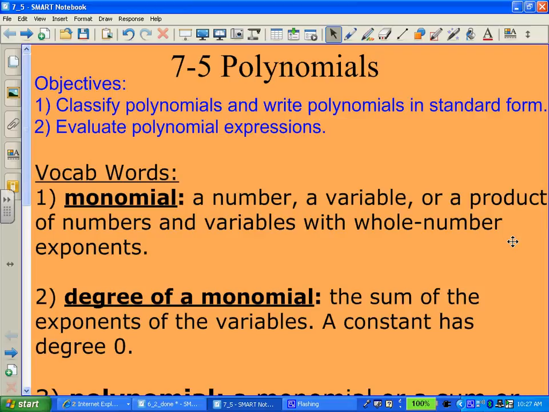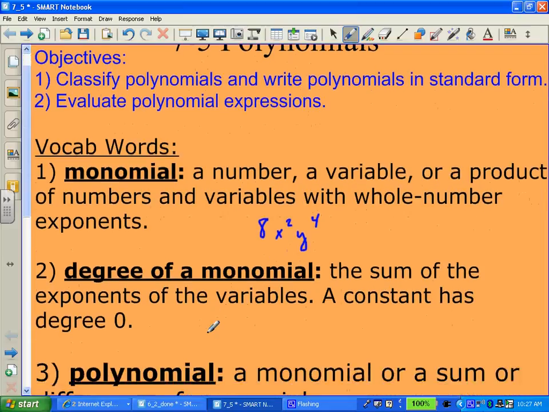We start with monomial, and this is when it's just a one term sort of thing. It's a number or a variable or a product of numbers and variables with whole number exponents. So a monomial might look something like this: 8x squared y to the fourth. That would be considered a monomial. In order to find the degree of a monomial, you add up the exponents of your variables, and if you have constants, they have degree 0. So we'll be working on how to find the degree of a monomial.